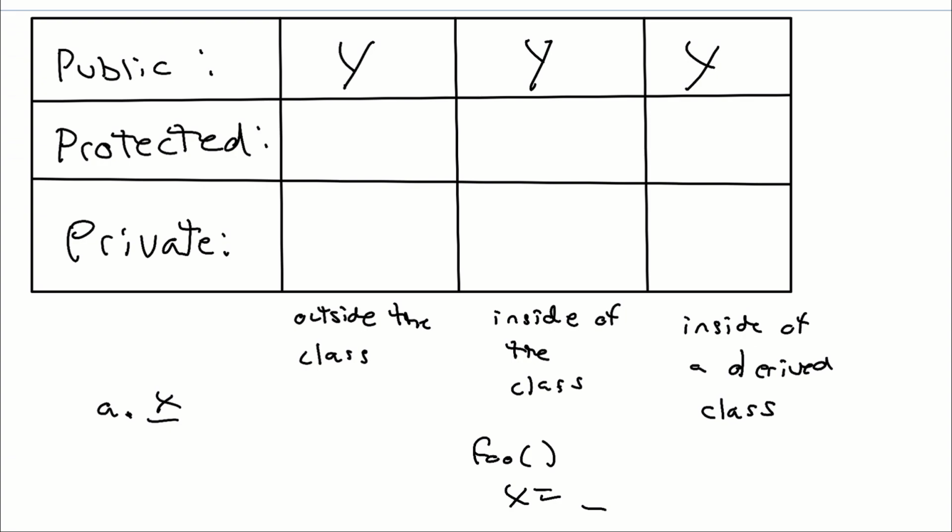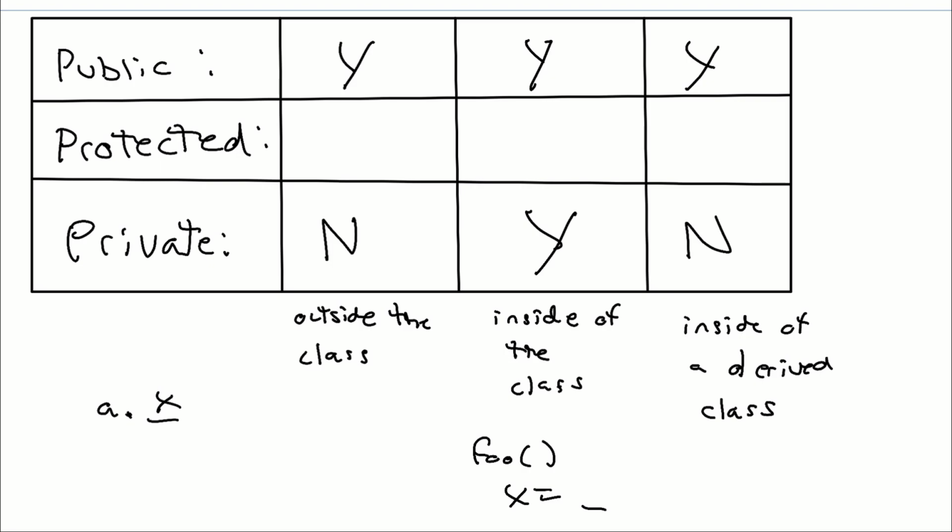Let's skip protected and go to private. Okay? Where is private available? Is it available outside the class? No, it's not. You're going to get an error. Is it available inside the class? Yes, it is. It is indeed. Finally, is it available inside of a derived class? No, it's not, which is the error we're running into.